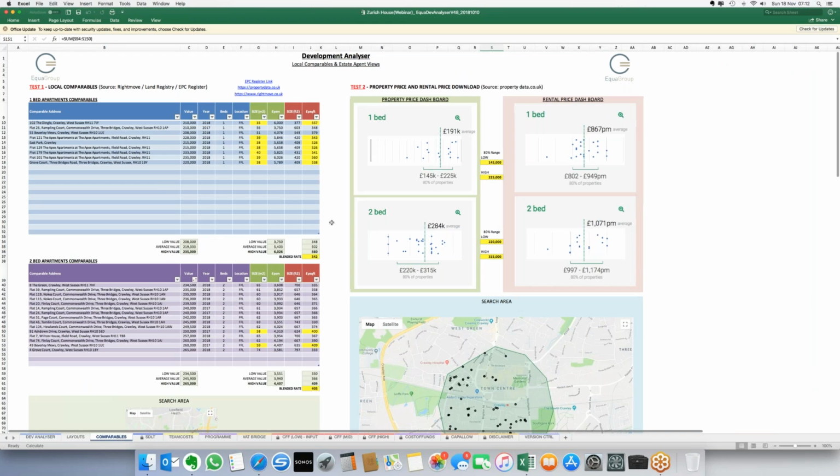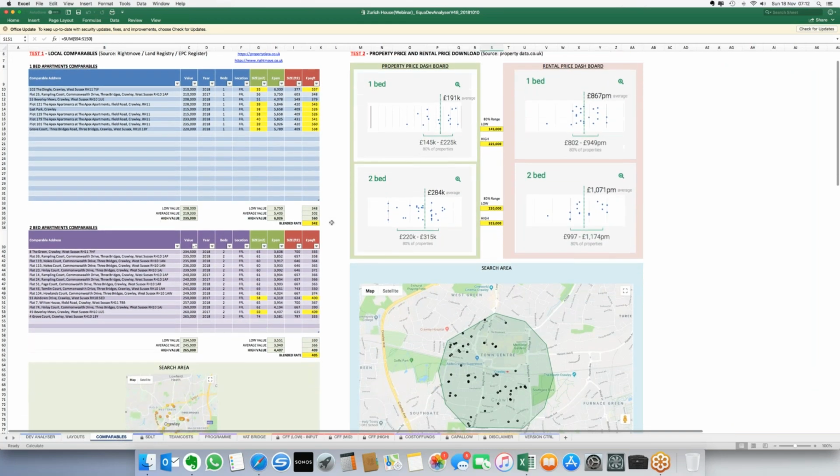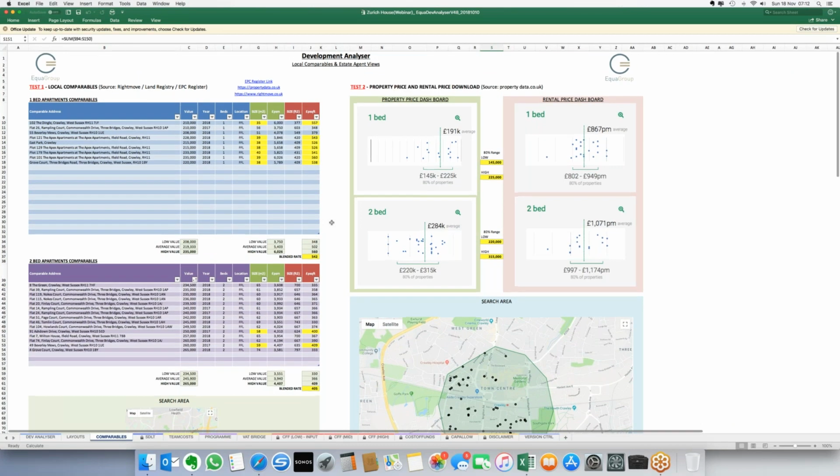Now the comparables tab here is asking and it's actually testing the market. And we do 3 tests on the specific market and the sold comparables within the area. So test 1 is looking for some sold comparables, some local comparables there, and we use Rightmove. Rightmove has got a very clever, very slick function that links directly to the land registry.